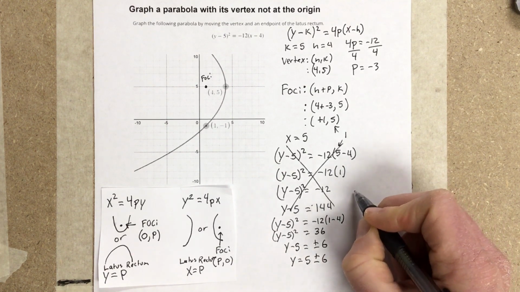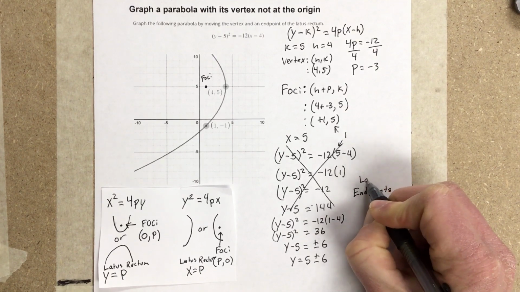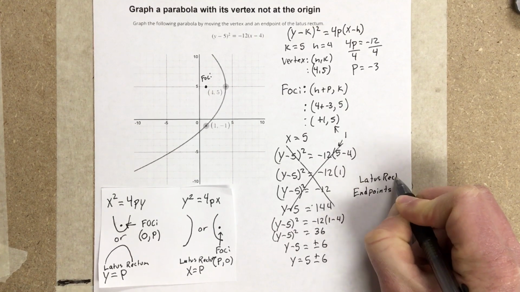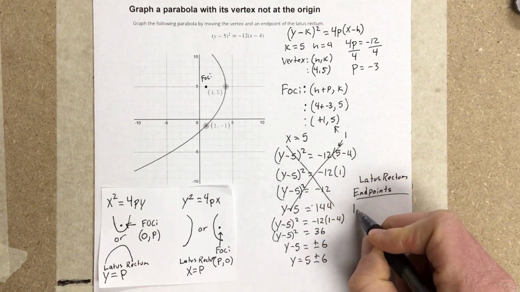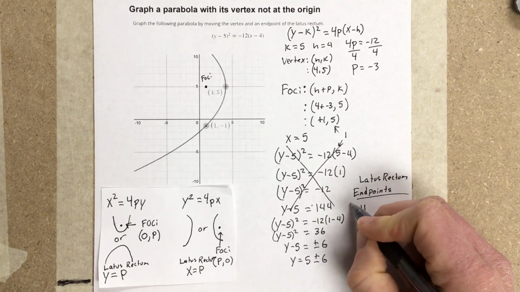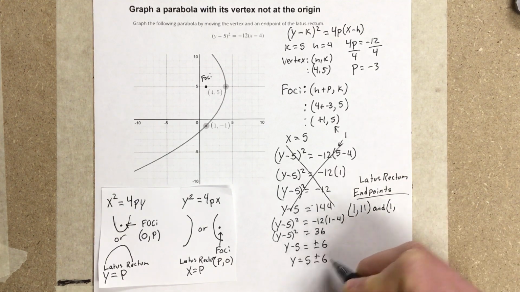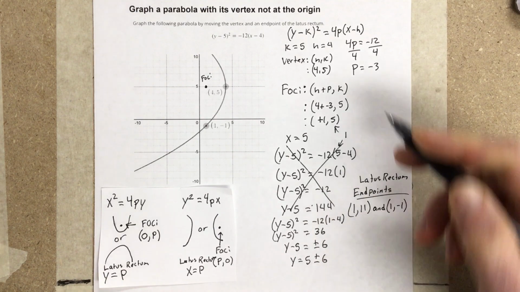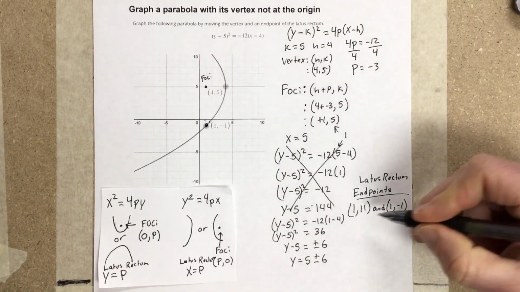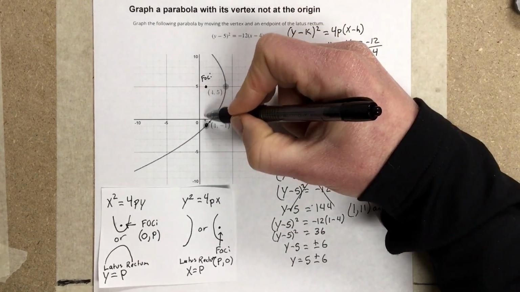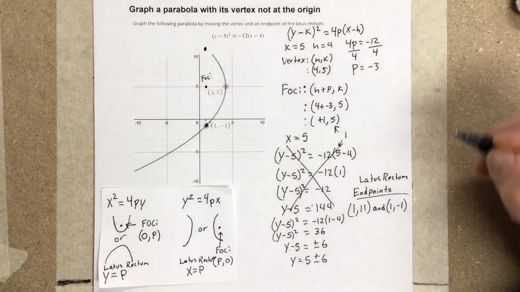So my endpoints for the latus rectum are going to be x value of 1, comma 5 plus 6, which is 11, and then x value of 1, 5 minus 6, which is negative 1. So if I go to graph those, I get (1, negative 1), which is here. And then I could also plot (1, 11), which would be up here. You can see both of those are on the parabola.